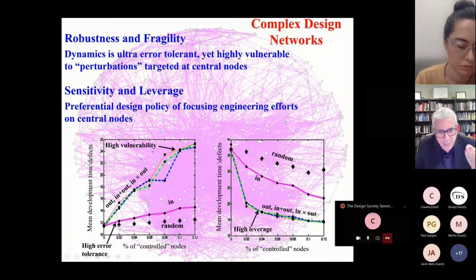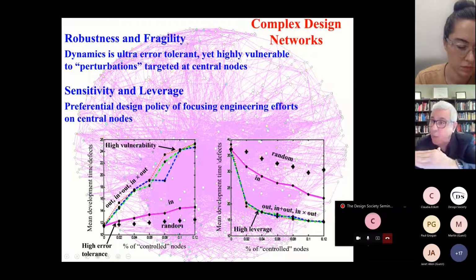So if you perturb the nodes in the system randomly, right? So you take 2% of the nodes in the system, and you perturb them randomly, or you take 4% and you change them randomly, and so on. You see that the average convergence time will go up, right? Which is bad, but it goes up quite slowly.